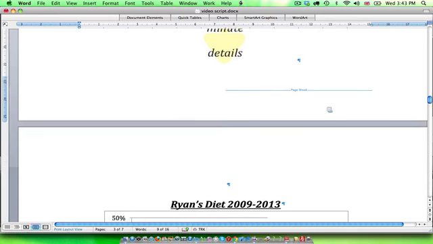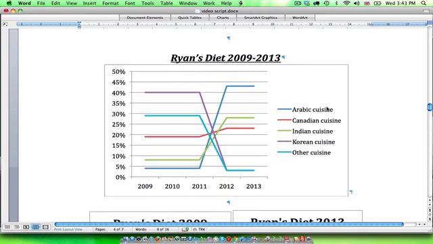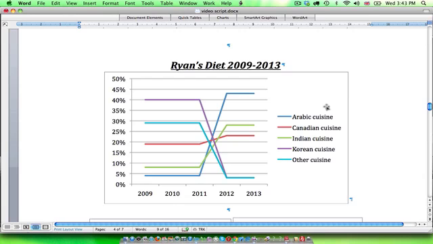So if we take this graph, which is a more complex graph than what we had seen before, this graph shows my diet between 2009 and 2013. Now, this is one single data source, as I was telling you, and within this data source you see 5 different trends. To describe this data source, we would use single data source structure.